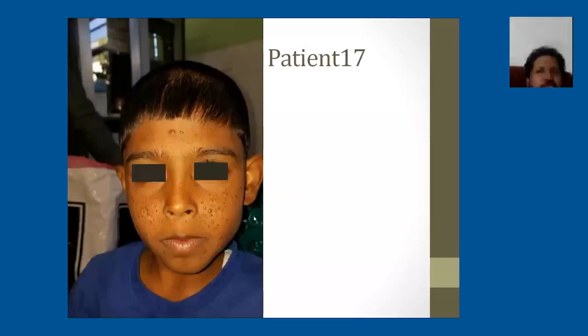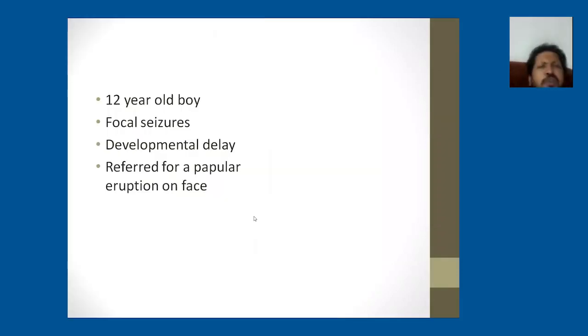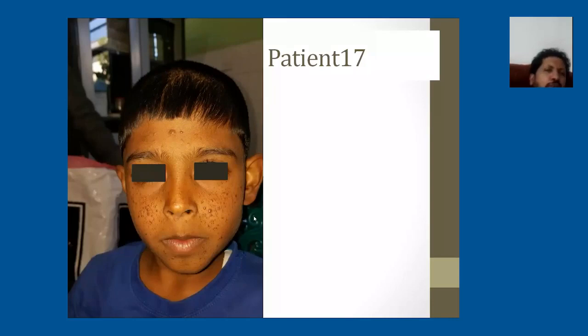So moving on, this patient, this is a 12-year-old boy who came with focal seizures, developmental delay, and he was referred to us with this papular eruption of the face. So focal seizures, developmental delay, bit of mental retardation. What runs in your mind when you see this? Tuberous sclerosis. Very good. Yeah, you have to have a high index of suspicion for that.